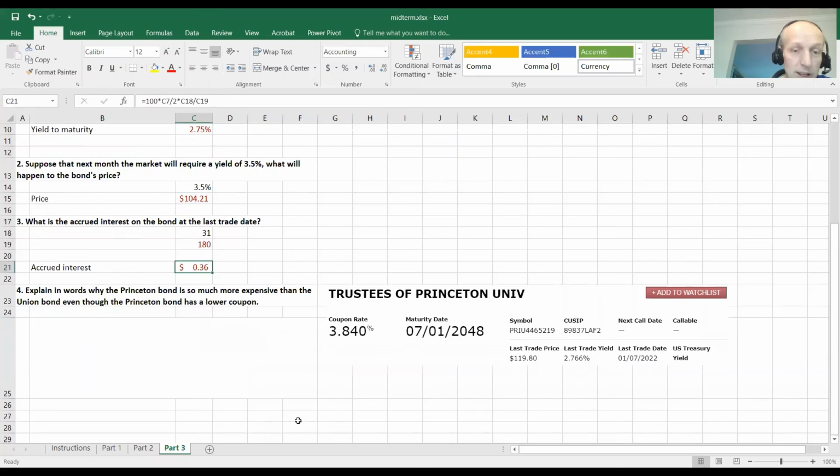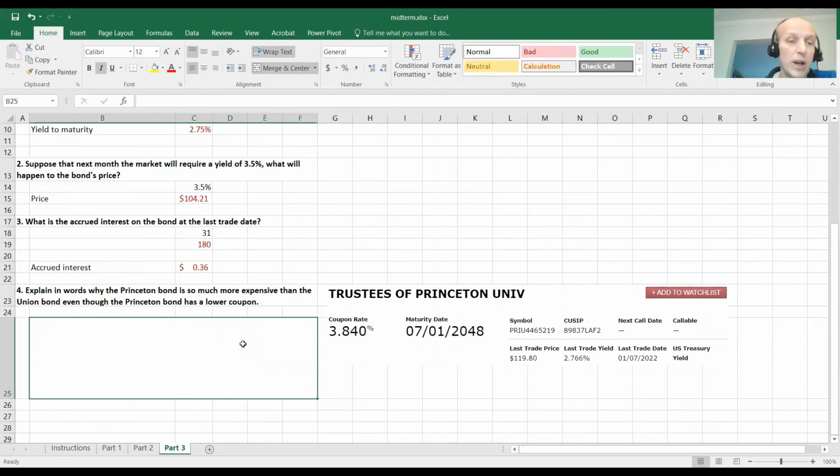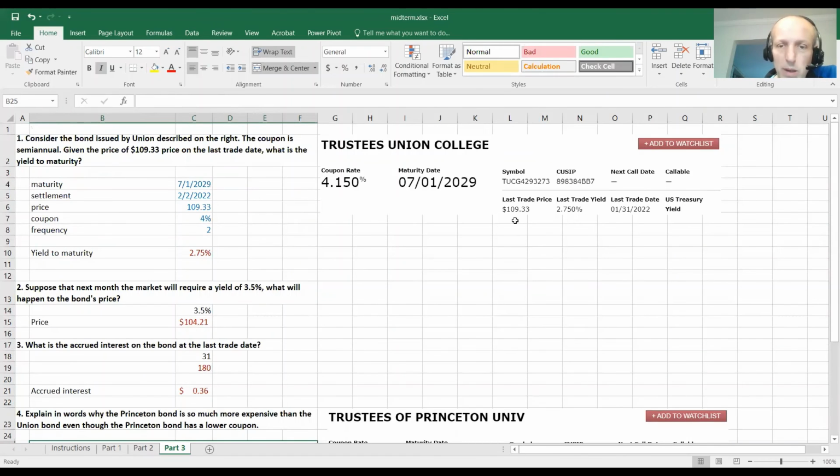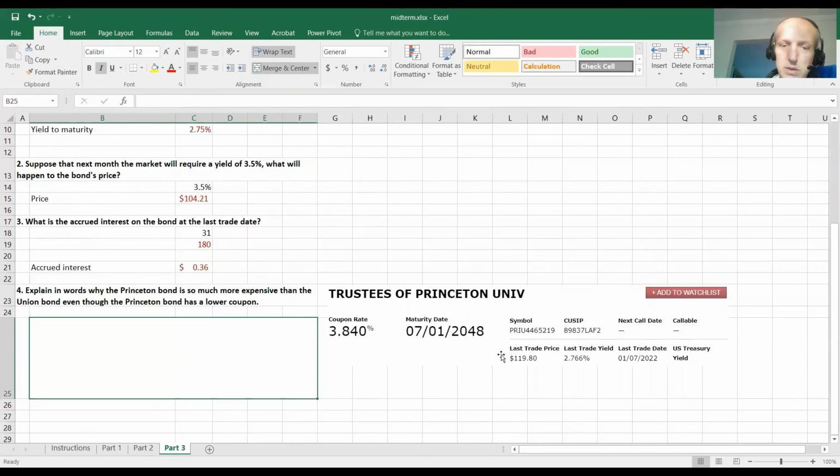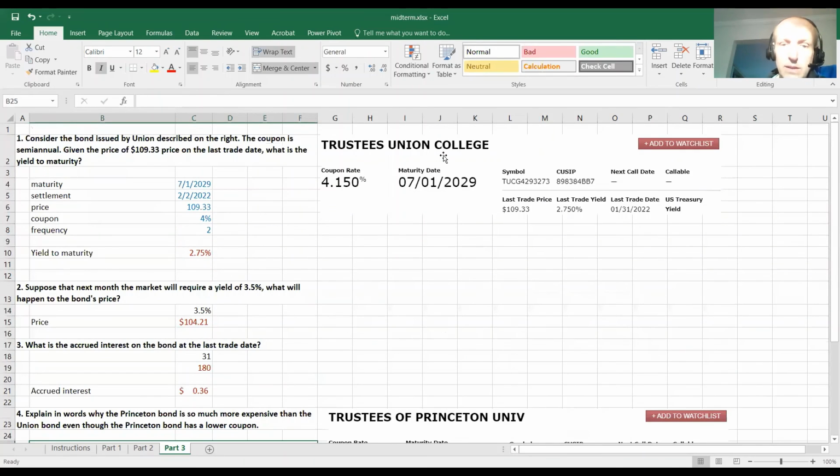Okay. Fantastic. So lastly, we're asked to explain why the Princeton bond is so much more expensive. Right? Looking at the trade price of 119 versus the trade price of the Union bond at 109, even though the Princeton bond has a lower coupon rate, substantially lower coupon rate. Now, the big difference between these two bonds is time to maturity. Like how long before they mature.